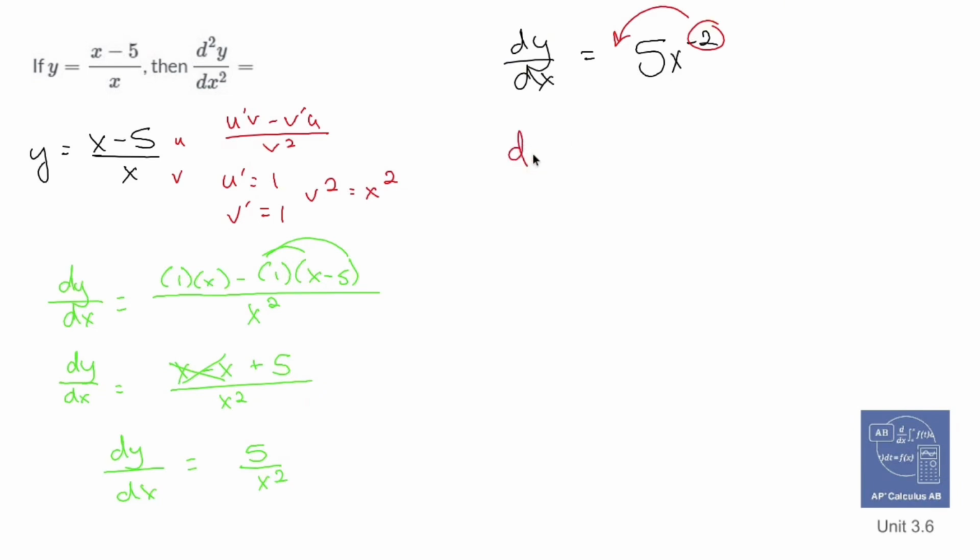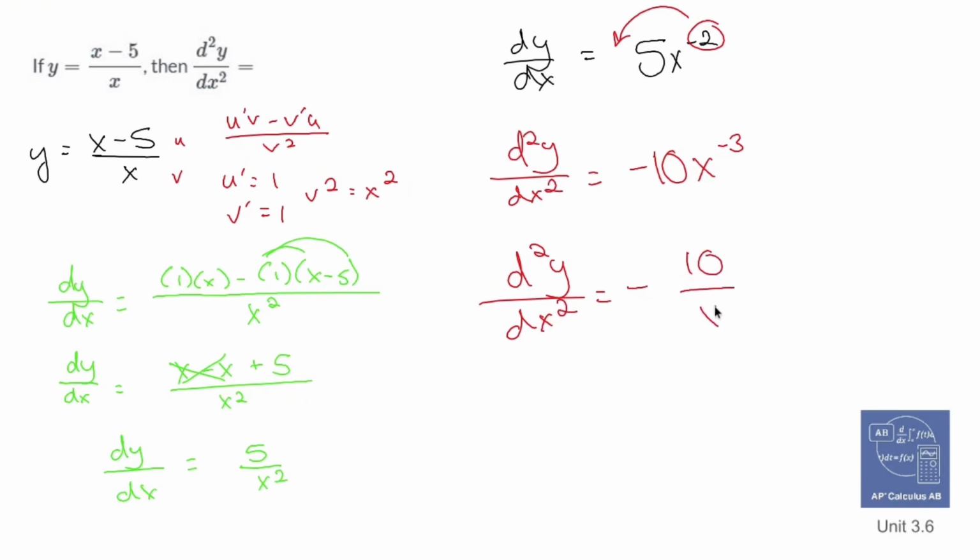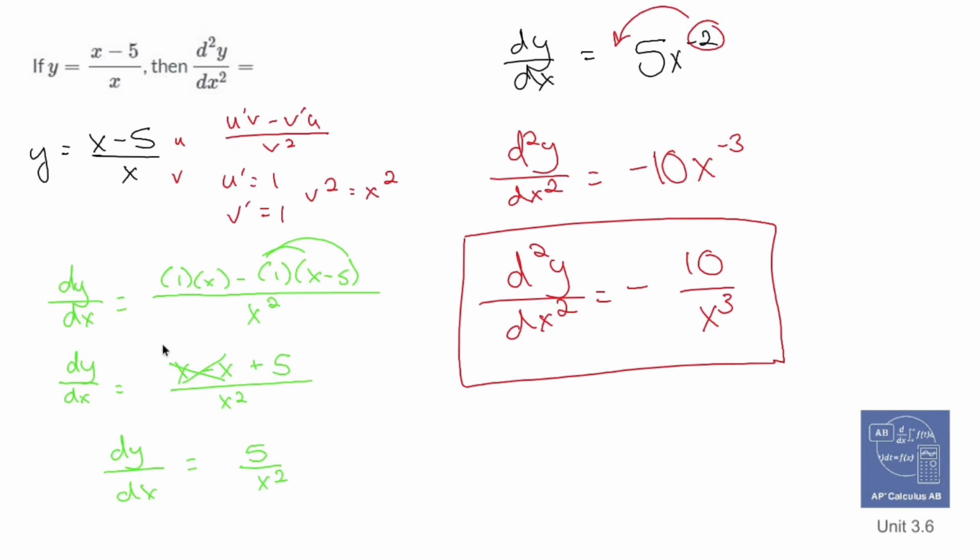Okay, so d squared y over dx squared, or the second derivative, is going to equal negative 2 times 5, which is negative 10, x to the negative 2 minus 1, which is negative 3, and then that simplifies out to negative 10 over x to the third. Oh. So that started out looking like, oh, this is going to be a problem, quotient rule twice, and it could have been, but I didn't want it to be by doing it this way, so that's another way of doing it. Fun stuff.